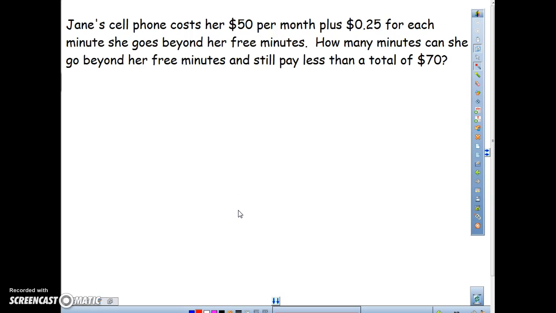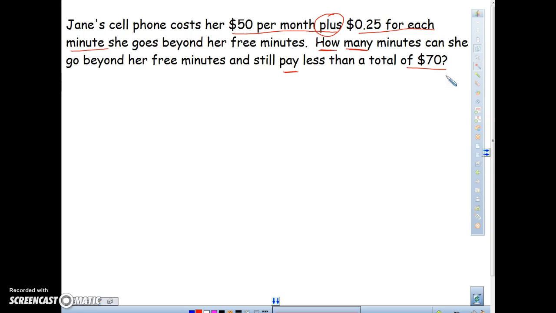Okay, here's our last problem for the lesson, and it's a word problem. It says Jane's cell phone costs her $50 per month. That's one of those things that I'd probably highlight. Plus is a keyword. 25 cents for each minute she goes beyond her free minutes. How many, this is our question, this is what we're solving, can she go beyond her free minutes and still pay less than a total of $70?